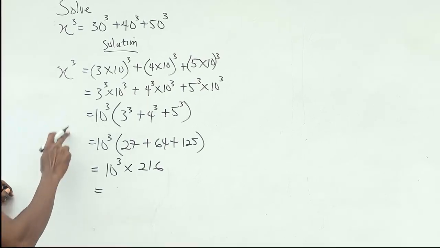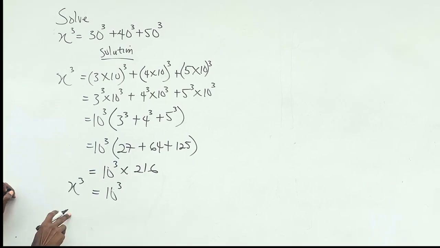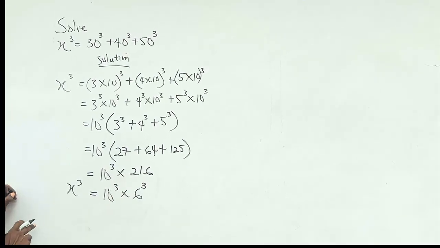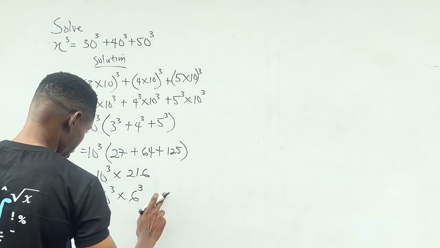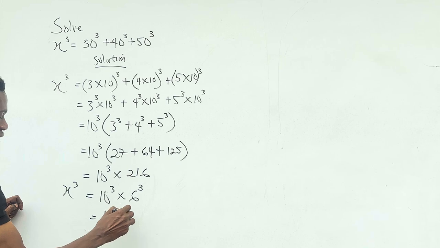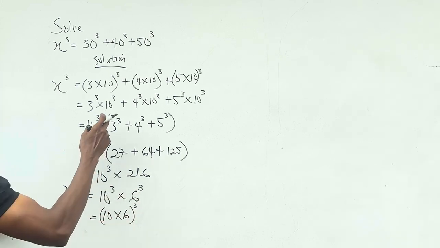So our x cubed will be equal to 10 raised to the power 3 multiplied by 6 raised to the power 3. Yes, so this can give us 10 multiplied by 6 all raised to the power 3, following what we applied here.